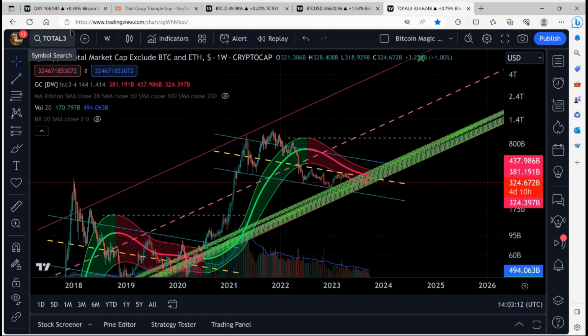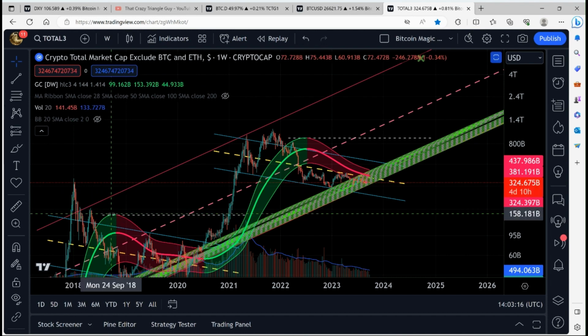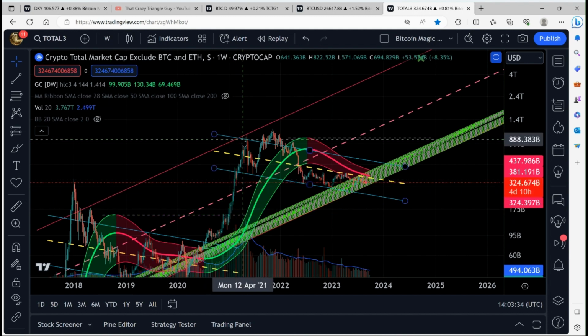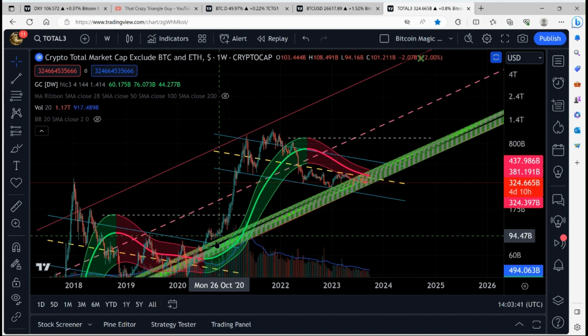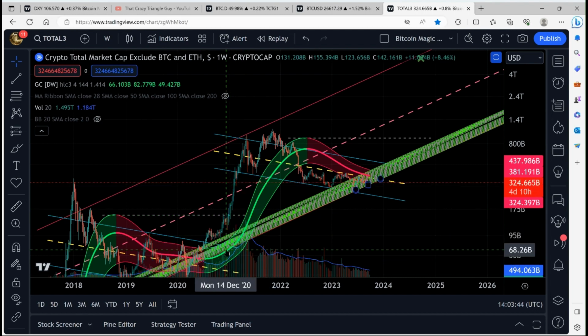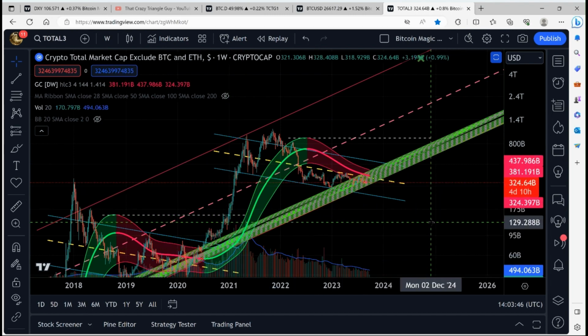Why do I have that guy? Oh, I have that guy turned on because this is where the parabolic run target lines start, with the top of the weekly Gaussian channel from the previous all-time high. You can see this is where, boom, we went to the moon from that point onwards once we broke that line. So, Total 3.